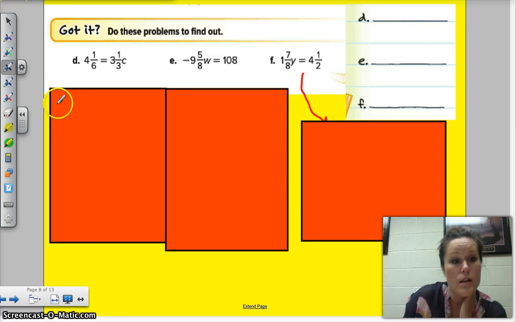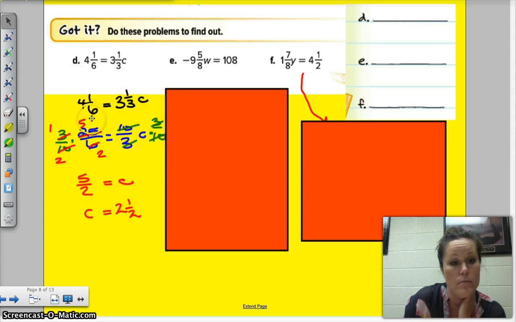Okay, if we uncover number D, you can see I changed to improper fractions here, multiplied by the reciprocal, and I end up with 2.5 for my final answer. 2.5 equals C, or C equals 2.5.